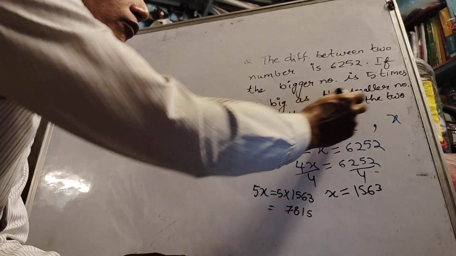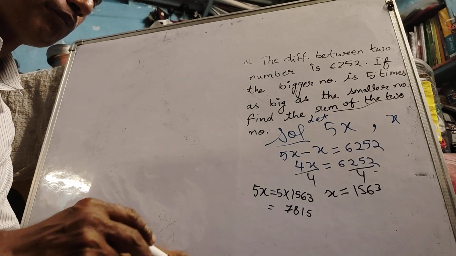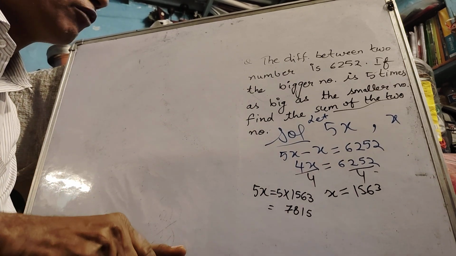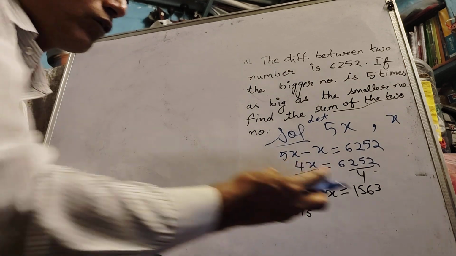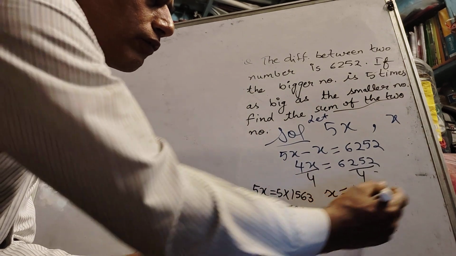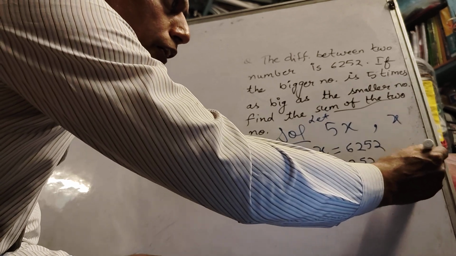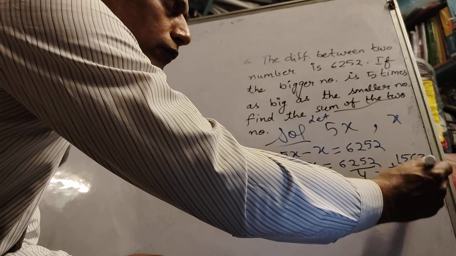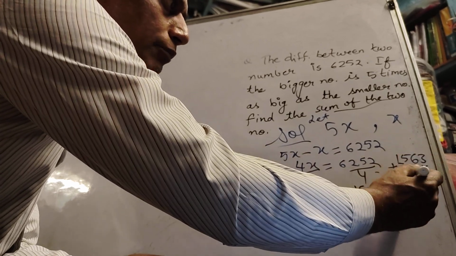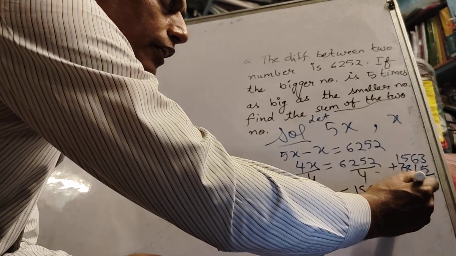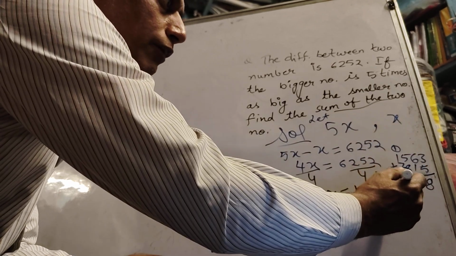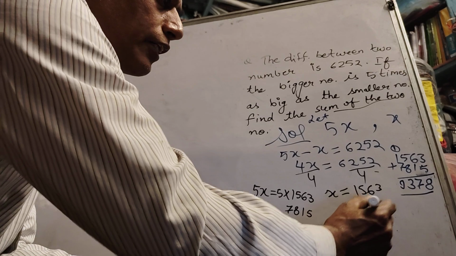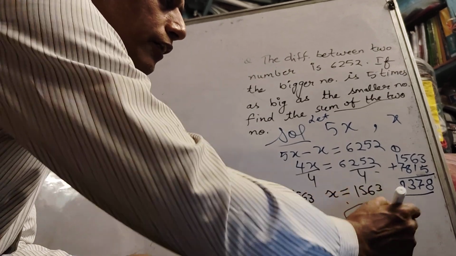The question is asking what is the sum of the two numbers. To find the sum, we add both numbers. So 1563 plus 7815. 5 plus 3 is 8, 6 plus 1 is 7, 5 plus 8 is 13, 1 carry. So 1 plus 1 plus 7 becomes 9. 9378. So the final answer is 9378.